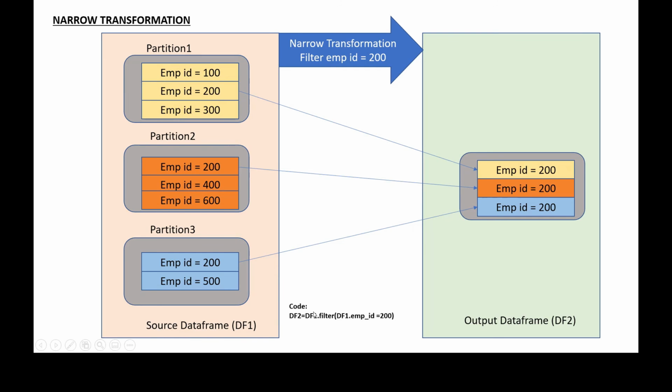Here for this operation, I have given sample code. Let's say this is DF1. From DF1, we are filtering based on the employee ID column equal to 200. Then the output would be this DF2. So this is the narrow transformation. We don't need to shuffle the data across nodes.